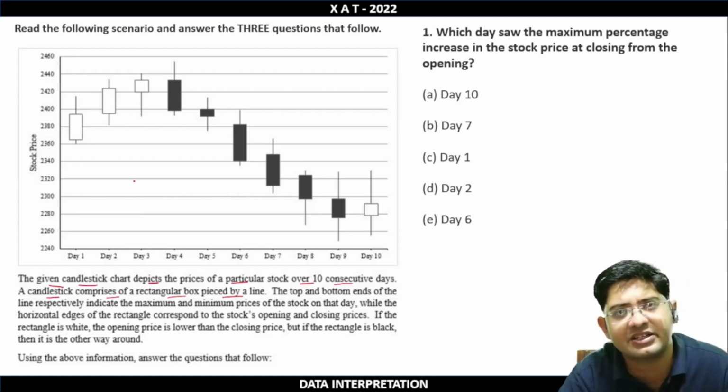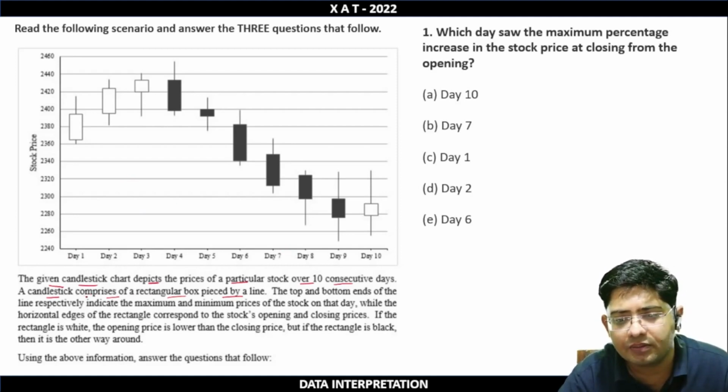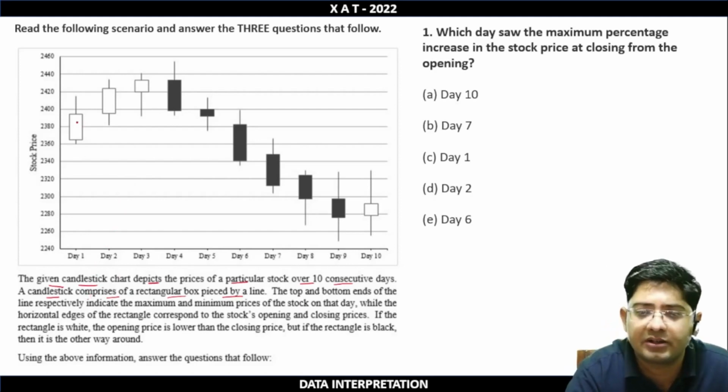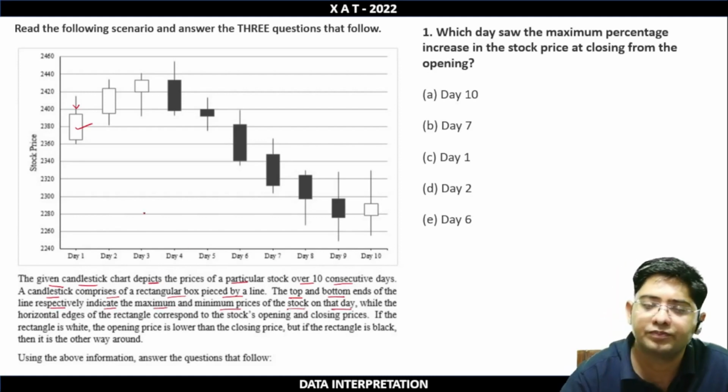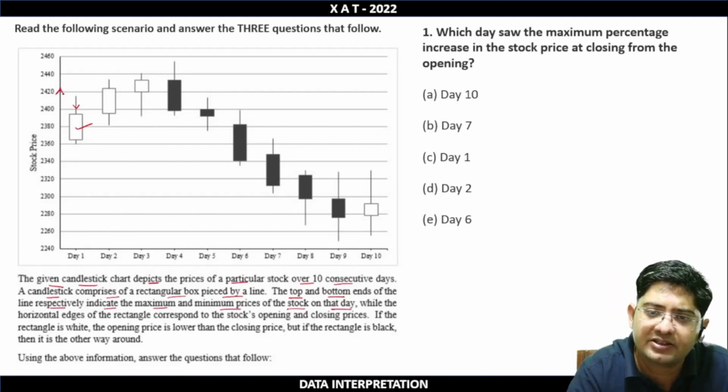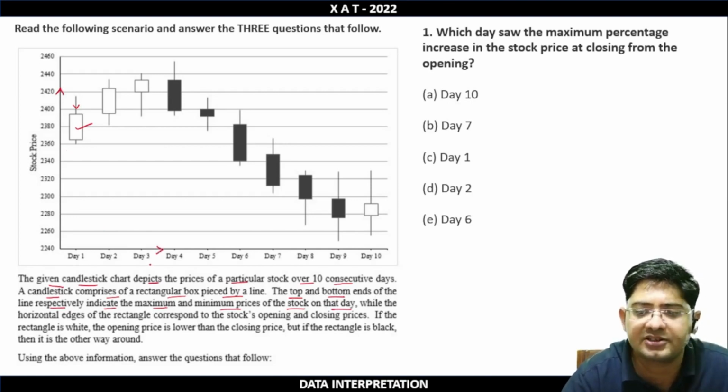So 10 sticks, 10 days, and the candlestick comprises of a rectangle. So we can see that that is the rectangle, okay, that is pierced by a line. The top and bottom ends of a line respectively indicate the maximum and minimum prices of a stock on that day. So we can see that on y-axis we have stock prices and on the x-axis we have days.